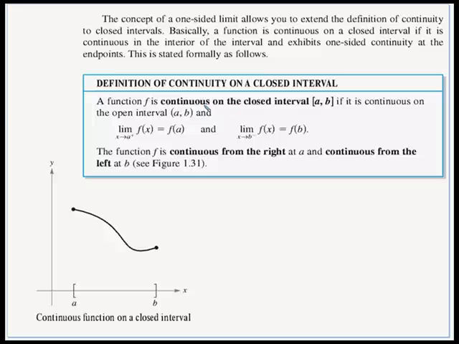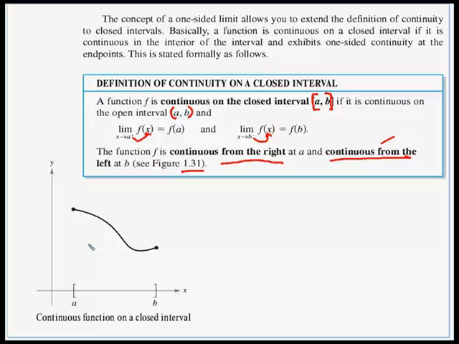A function f is continuous on the closed interval from a to b, and now to show it's closed we use our brackets instead of parentheses, if it is continuous on the open interval, parenthesis, from a to b, and here's how we take care of the endpoints. The limit as x approaches a from the right-hand side of f of x is f of a. We just plug that a right in and we get f of a. And the limit as x approaches b from the left-hand side of our function is equal to f of b. We just plug the b in for x and get f of b. The function f is continuous from the right at a, continuous from the left at b.